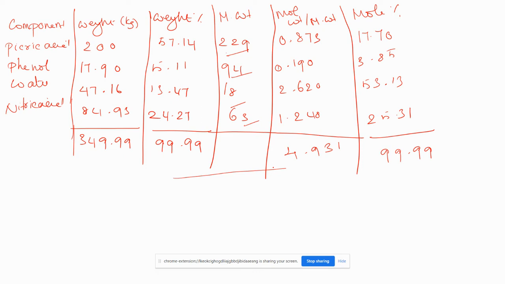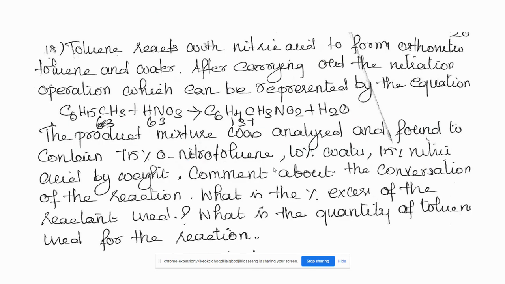So first we have found the limiting reactant and excess reactant, and then we have found the percentage conversion of the limiting reactant, and then we have found the produced and unreacted quantities, and then we have found the mole percentage and weight percentage. Okay, so I hope all of you have understood this problem. Let us go to the next problem.